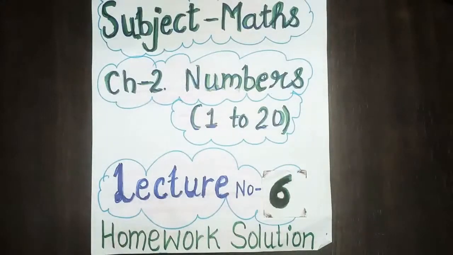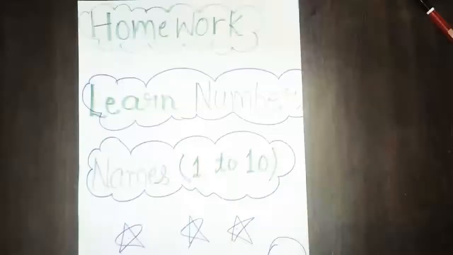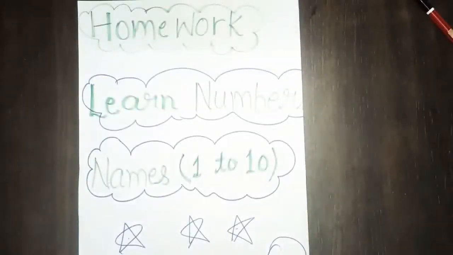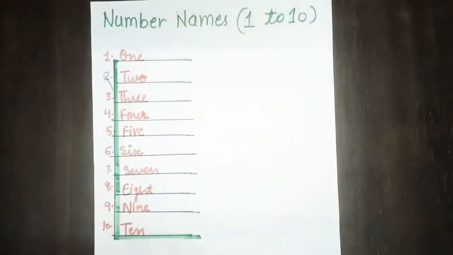Now we have to discuss the homework of lecture number 6. This is the solution of the homework of lecture number 6. In the previous lecture, our homework was to learn number names 1 to 10. I hope you have learned numbers 1 to 10. So let's revise it again. Here we have number names 1 to 10. We will revise it and you have to speak with me. So let's start.